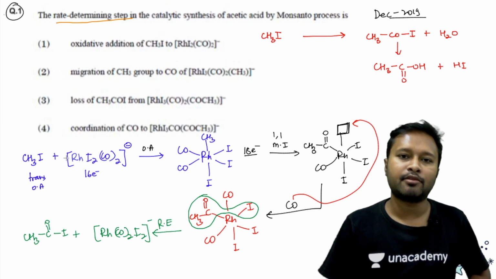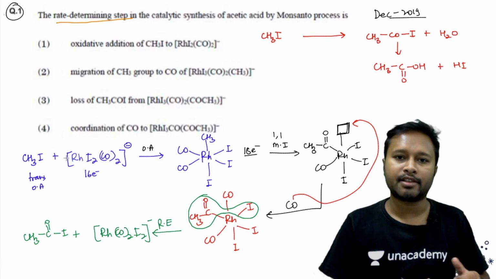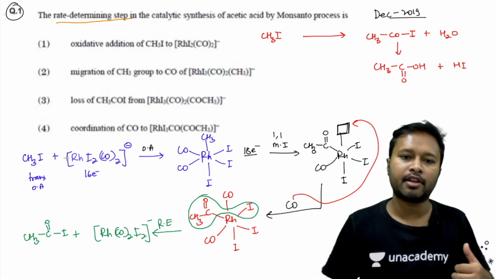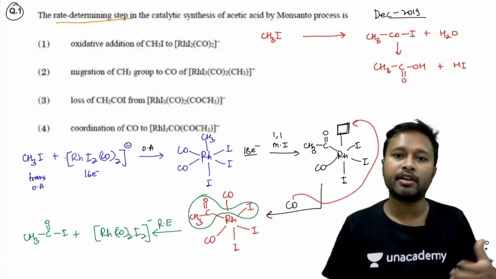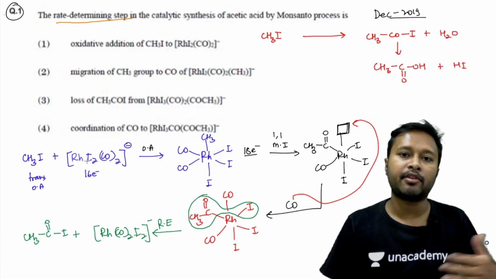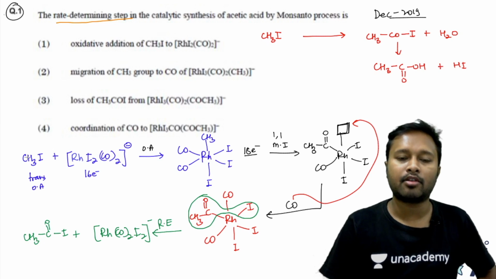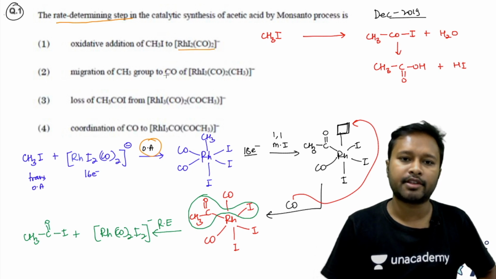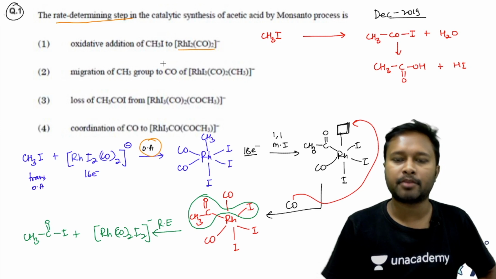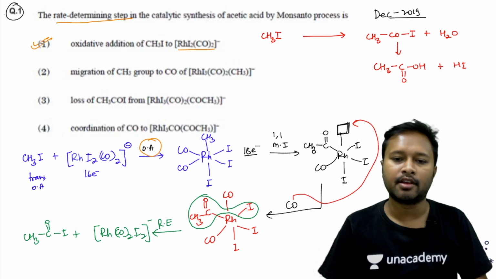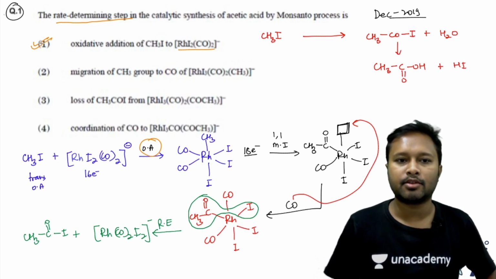If instead of Rh we would have taken some other metal of the same group, for example cobalt or iridium, then the rate would have been faster or slower, right? So in this reaction the rate determining step is the first one: oxidative addition of methyl iodide to [RhI2(CO)2] minus is the rate determining step for the particular reaction. So the correct answer is your option number 1.